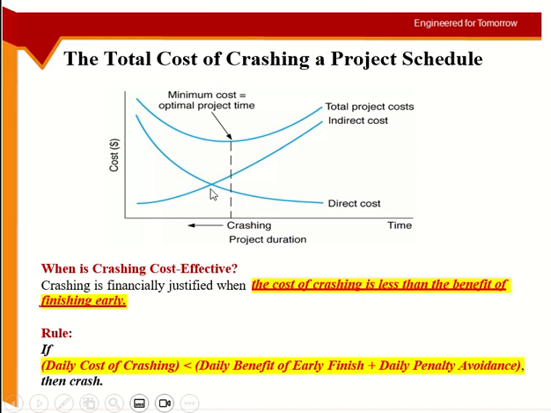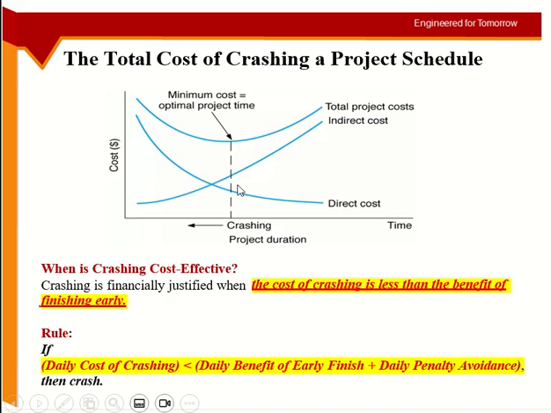Now you can see there is an intersection point here where the indirect and the direct will become equal. And after that what will happen? The law of diminishing return: your direct cost will go above, so you will basically cancel out the effect of the compression of the project. So up to this value, before the intersection point, this is not a specific point here, they are showing before this intersection point, your direct cost is lower, the indirect cost is higher.